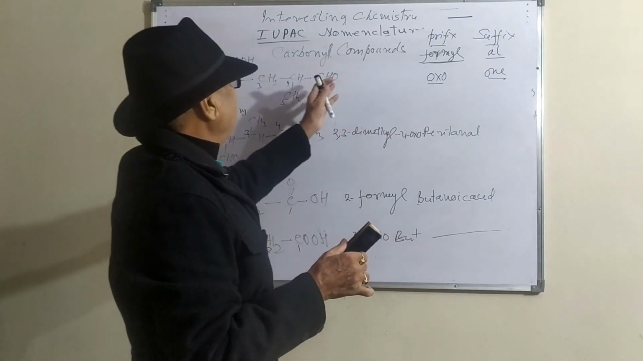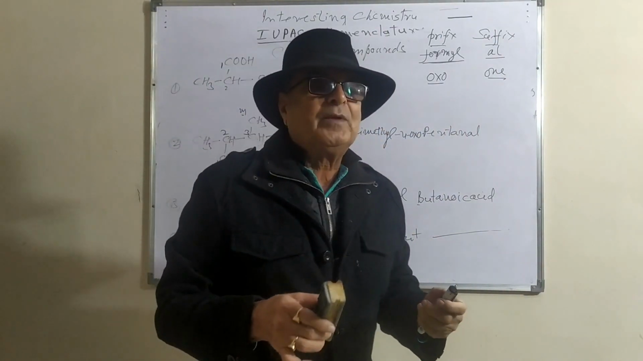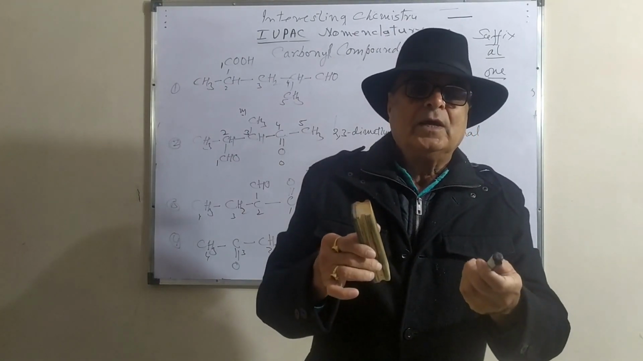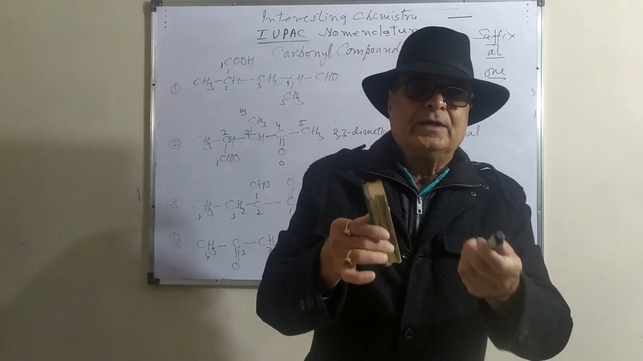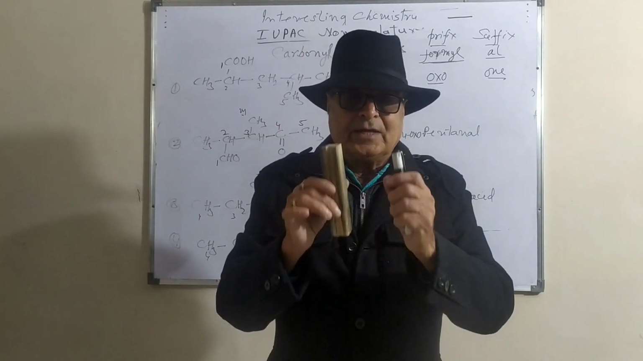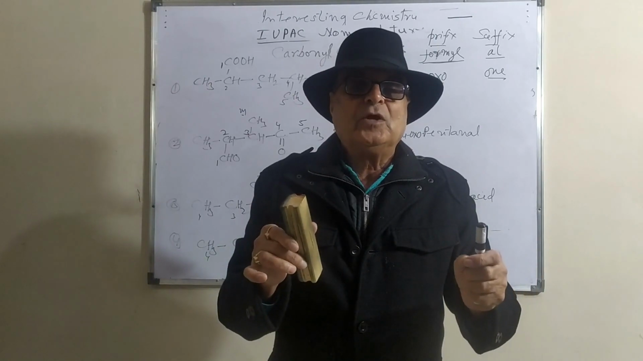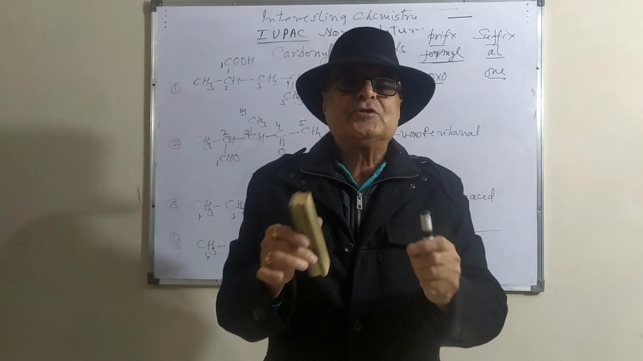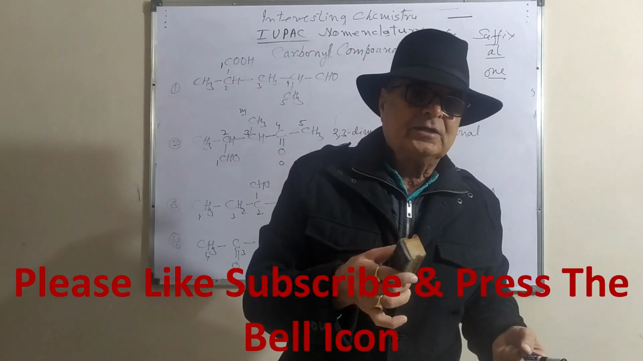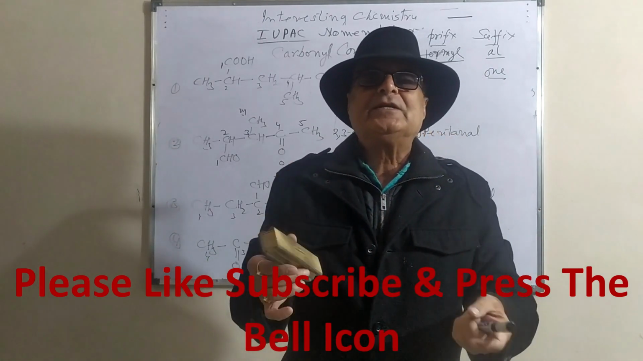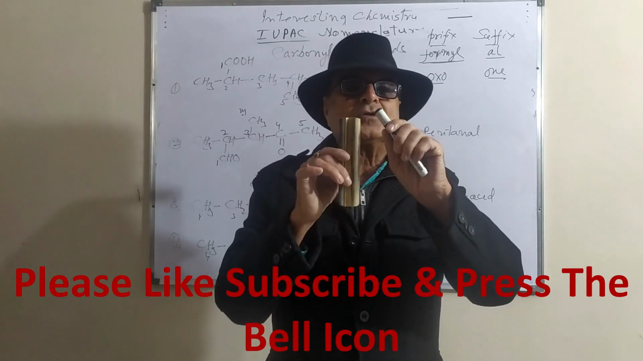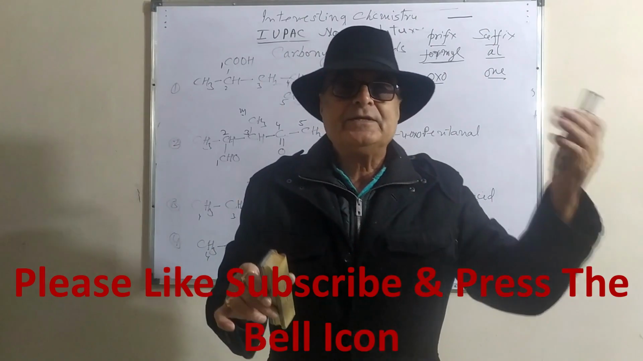So I have told you about the nomenclature of acids, aldehydes and ketones. Now I will give you a set of compounds. You should write the names of those compounds, and if you find any mistake, then correct the name. I will tell the names of those compounds in my next video.